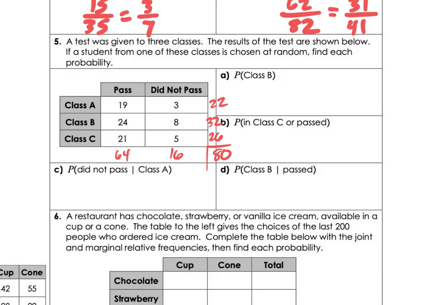Probability of Class B, am I working on like a given condition here? Or am I looking at the whole group of people? The whole group, right? Because there is no slash here. So when it just says, what's the probability of picking somebody from Class B, then I'm looking at the whole group of students, and the whole group of students, we know there's 80 of them, okay? How many students are in Class B? 32, okay? So we would just do 32 out of 80.